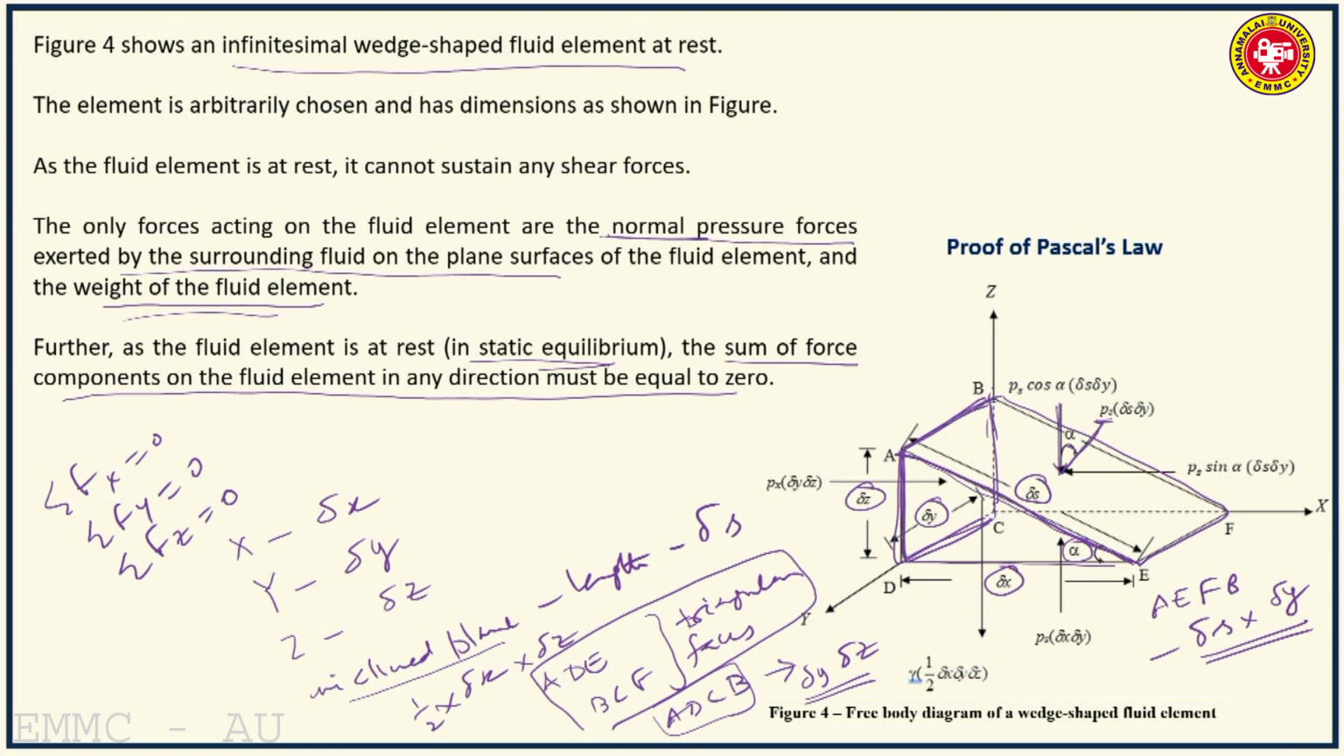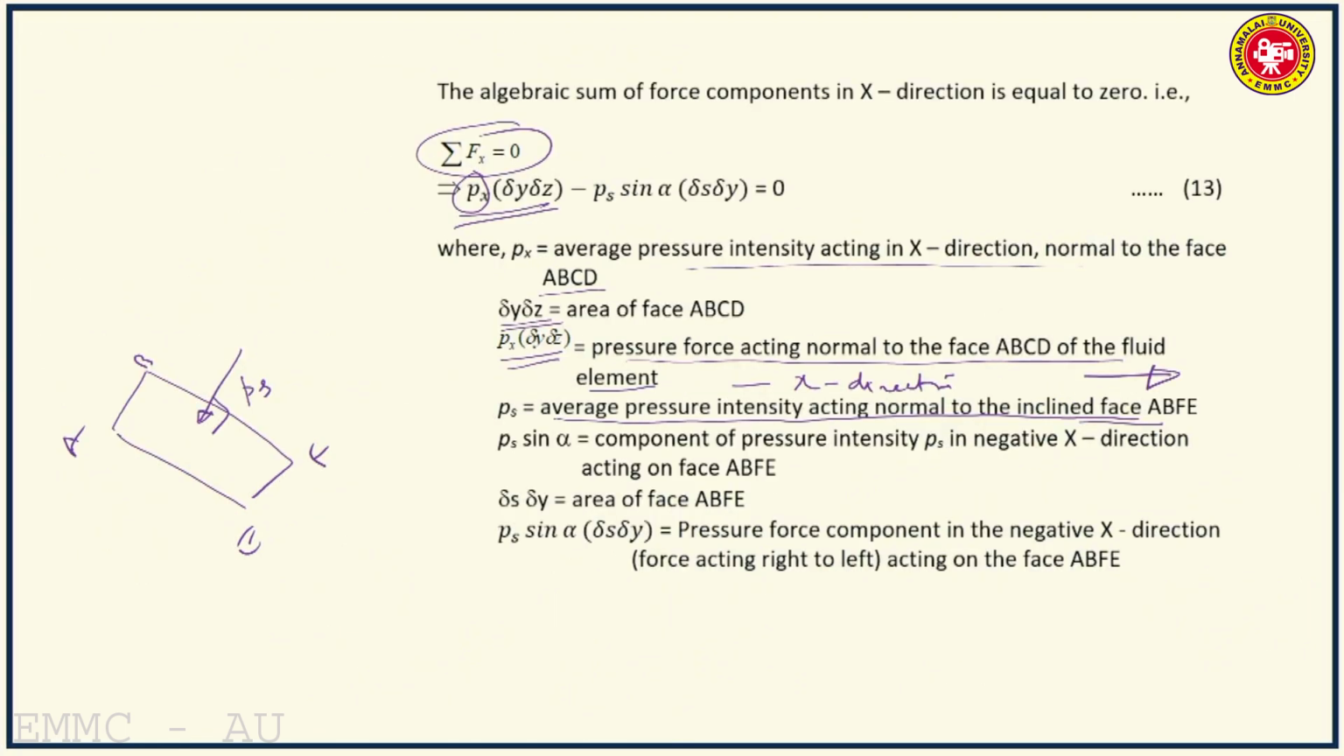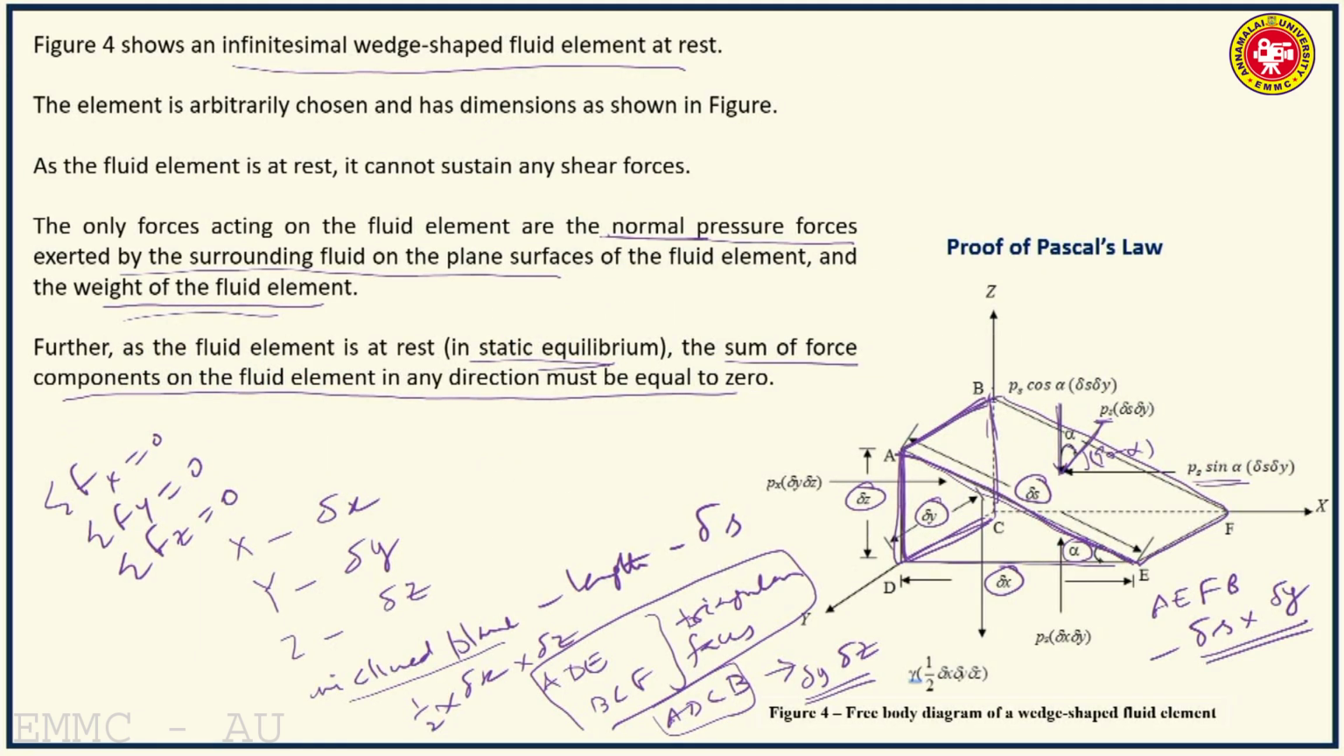So what is the component along x direction? This is alpha, so this will be 90 minus alpha. So PS cos (90 minus alpha), or PS sin alpha, is the intensity of pressure in x direction. In fact, it is in the negative x direction. So PS sin alpha is the component of pressure intensity PS along the negative x direction, because it is acting in this direction.